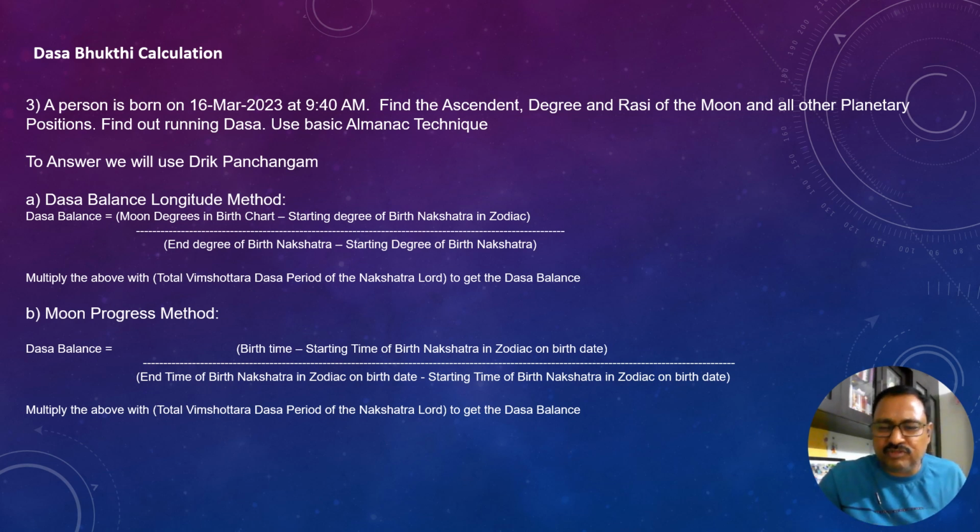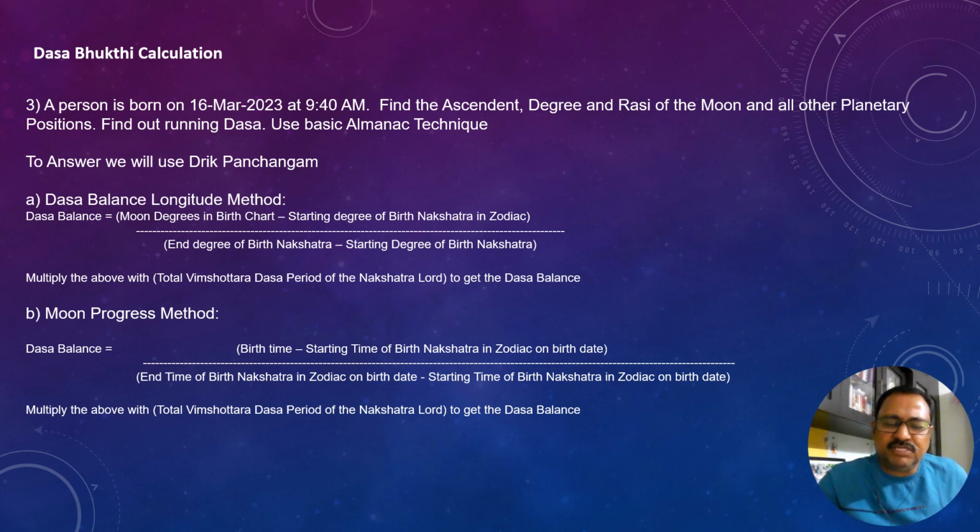You take the longitude of the moon, which is going to be 5 degrees, minus the starting degree of the birth nakshatra in the zodiac. So for Ashwini nakshatra, 0 degrees 0 minutes 01 seconds. So you subtract from the moon longitude the starting degree of the Ashwini nakshatra, divided by the end degree of the birth nakshatra. Ashwini nakshatra would end at 13 degrees and 20 minutes, minus the starting degree of the birth nakshatra, which is basically the duration of the nakshatra. By using this calculation, you can easily find out the quotient remaining for the person, and that is going to give the dasa balance of the person.